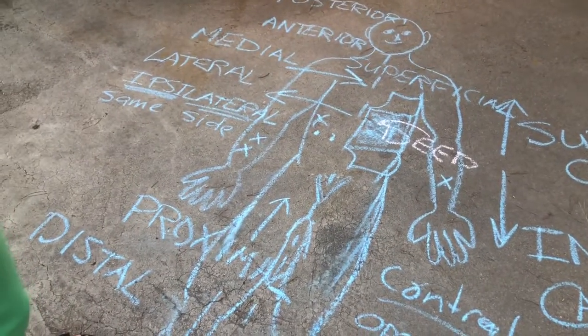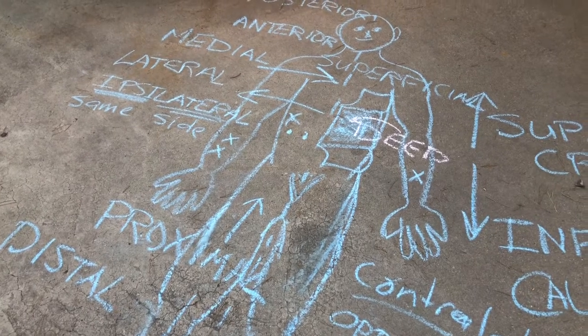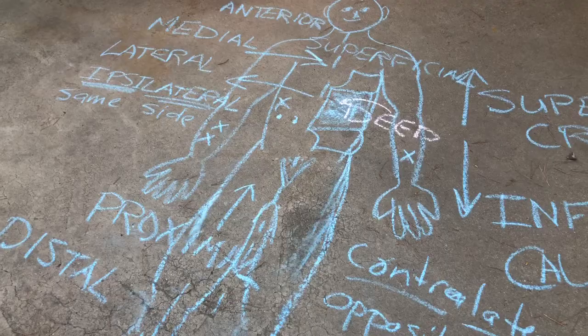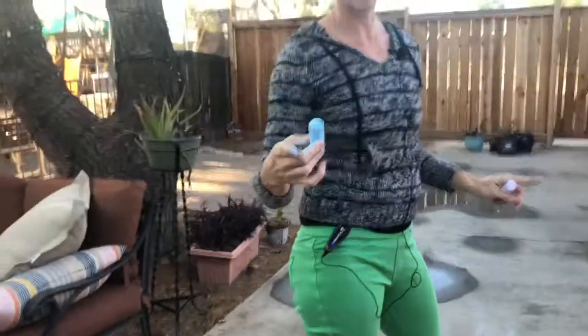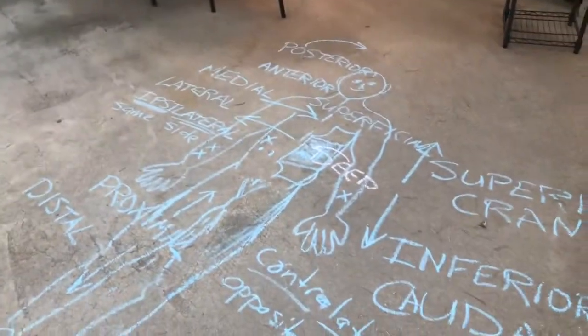Superficial is toward the surface. Deep is toward the core. So those are our directional terms. We'll use them to refer to areas of the body that we're talking about. We'll use them also in our movement terms that are coming up soon. Okay, so that's it for section 1 of video 1.